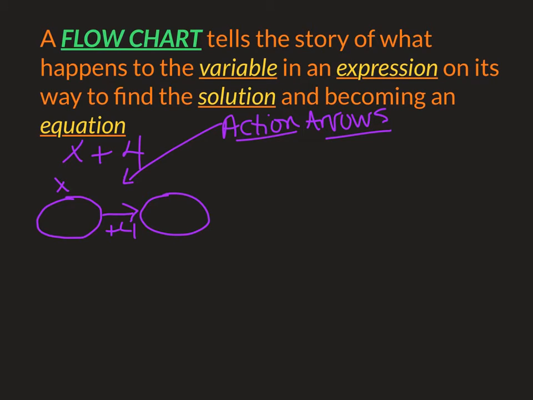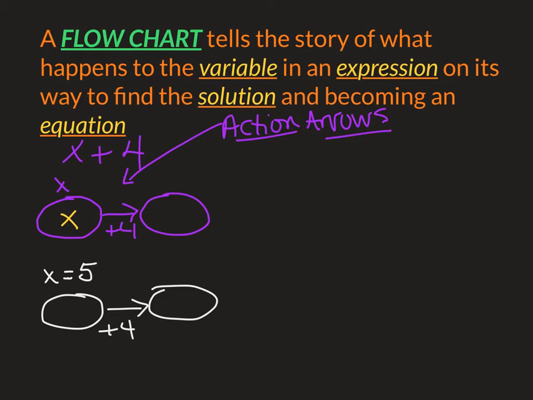So I've set up my flow chart. So now, for instance, if I knew that x was equal to 5, I'd take my flow chart and I would substitute in. Now, let's just follow x right through the flow chart first. I start with x, I add 4 to it, so I end up with x plus 4. That's what the flow chart looks like with my expressions. Now when I put an actual value to the variable, such as x equals 5, I put 5 in here. Remember, this side is my input, and this side is my output.